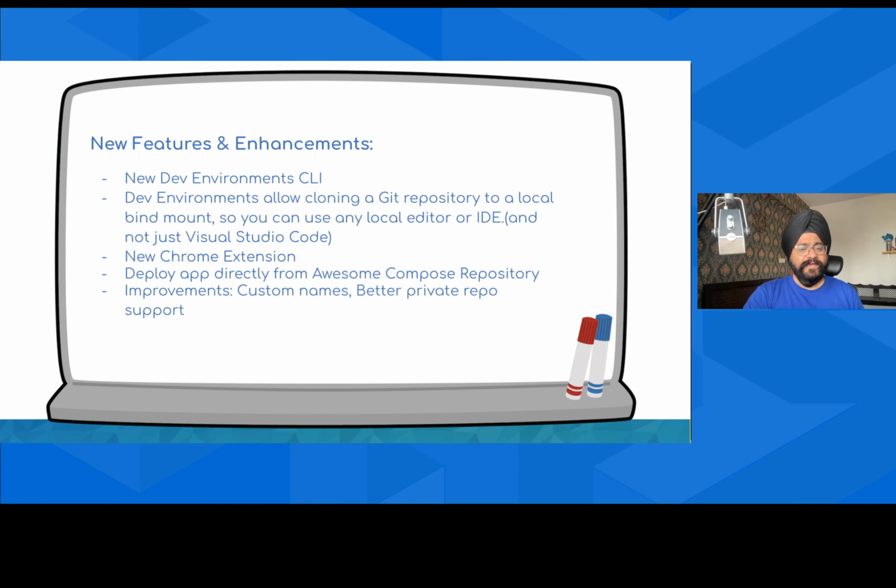Okay. The second thing is, with the latest 4.15 release, you have dev environments which allow you to clone a Git repo to your local bind mount, and you can use any of your preferred local editors. So it is not just about VS Code. If you want to use IntelliJ, you can go ahead, specify the path where this IntelliJ application is sitting, and then you should be able to use it. So Docker Desktop, starting with 4.15, supports different types of editors, not just VS Code but also IntelliJ.